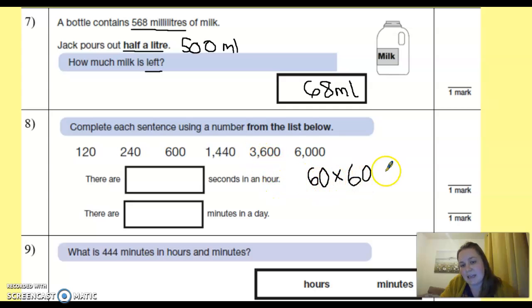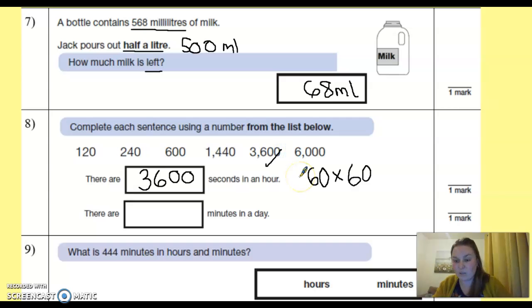Now I can do this again in my head rather than doing a complicated column multiplication by using my times tables. 6 times 6 is 36. Each one is 10 times bigger. So 36, 10 times bigger is 360 and another 10 times bigger is 3,600. I can check that I was right because that is one of them there. If it wasn't one of them, I would have made a mistake somewhere.